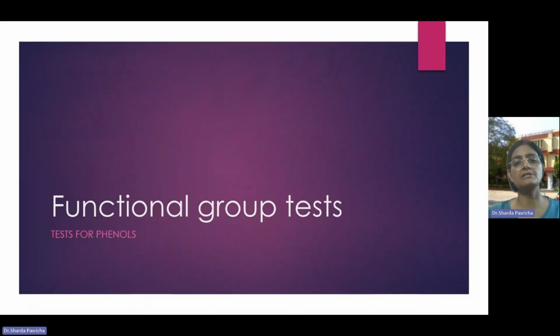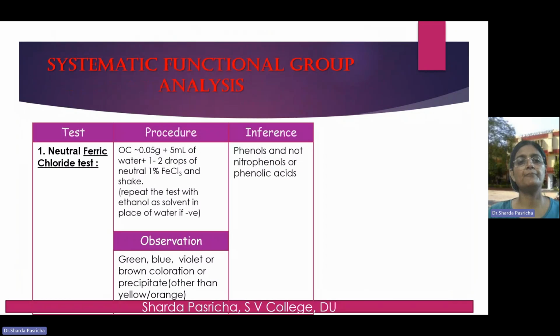Now the functional group tests for phenols. The first test in the functional group category is always the group test, which I discussed in the last semester also. It is common for all members of that family. And the following tests are special tests, which help you distinguish one member from the other. So the first is the neutral ferric chloride test.